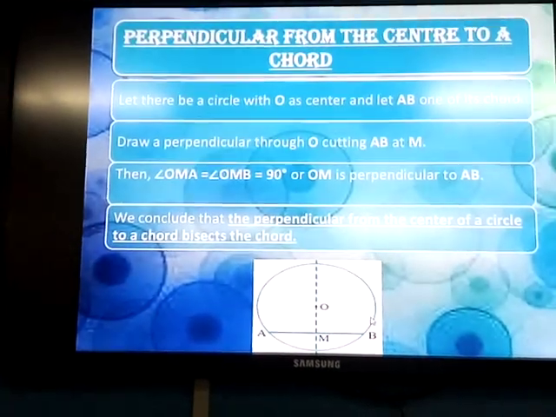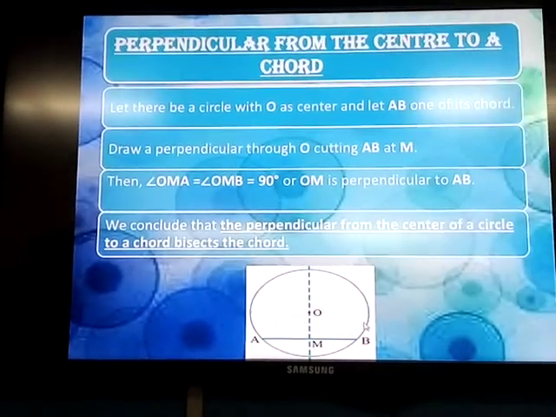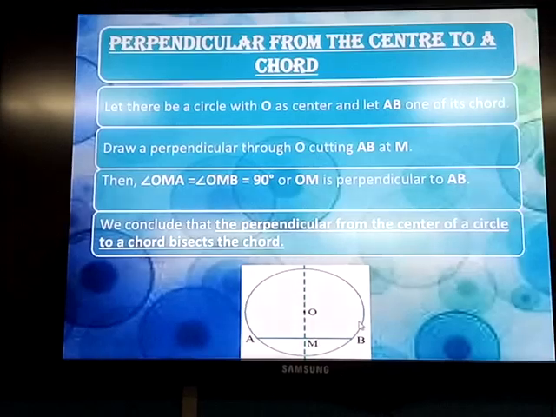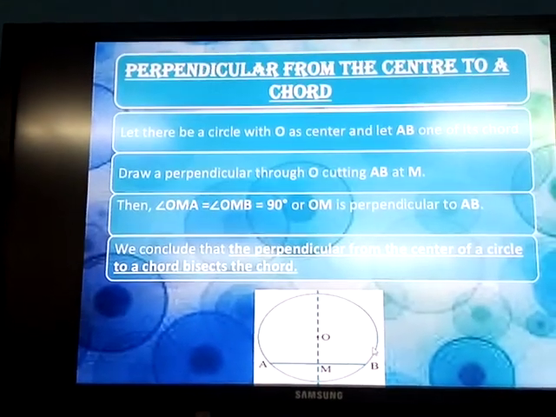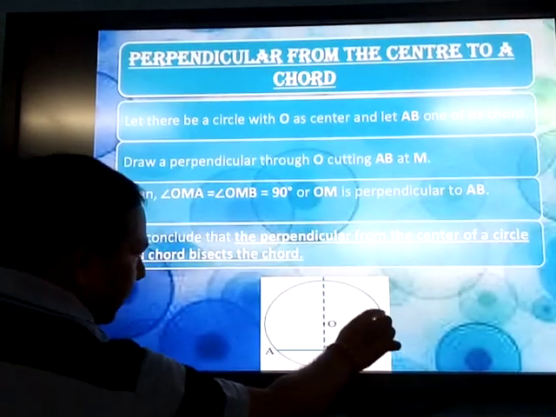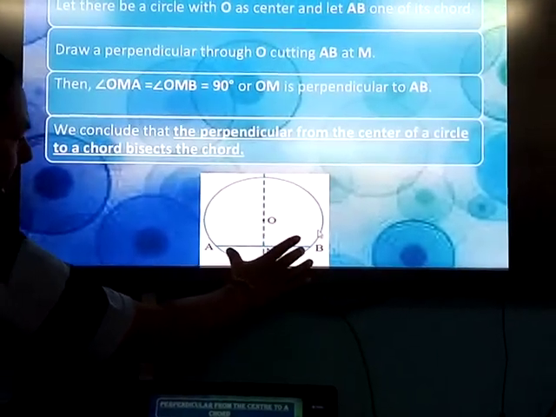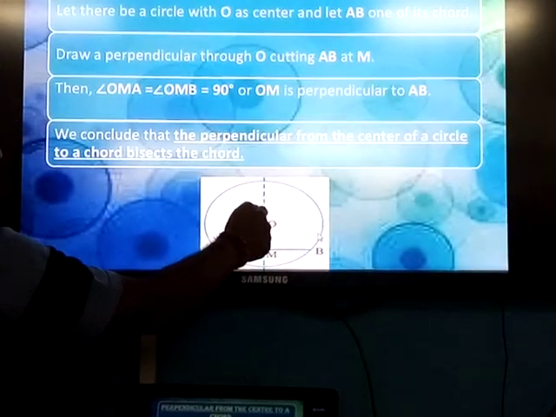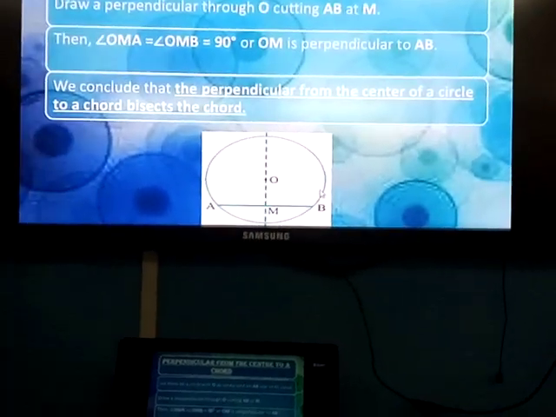Now, perpendicular from the center to a chord. Let there be a circle with O as center and let AB be a chord. This is a circle whose center is O and AB is a chord. When we draw perpendicular OM on the chord, what happens?